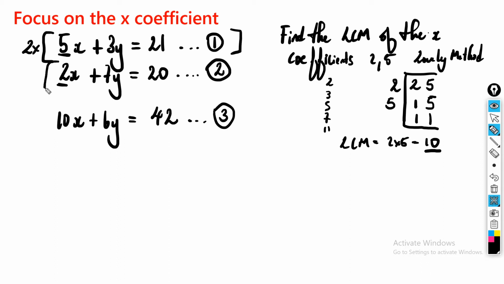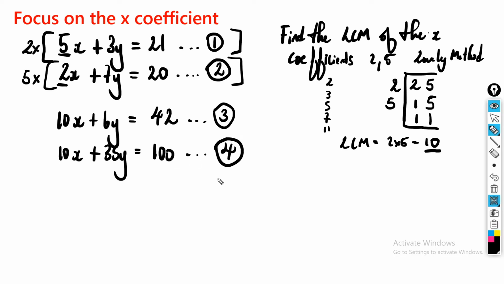Then for the second one now, guys, in order to get a 10x here, we're going to multiply everything in this equation by 5. And we're going to get 10x plus 5 times 7 would give us 35y. That's the mistake I made earlier. And then 5 times 20 would give us 100. Cool. And this would be equation 4. So what we're going to do now, guys, is we're going to subtract.